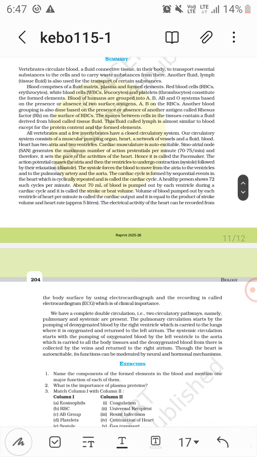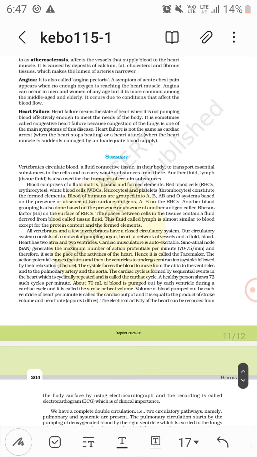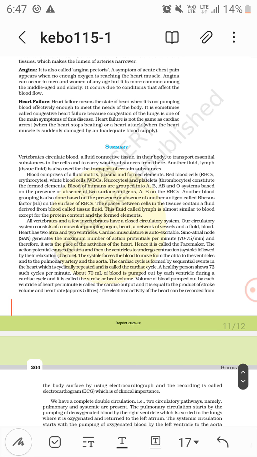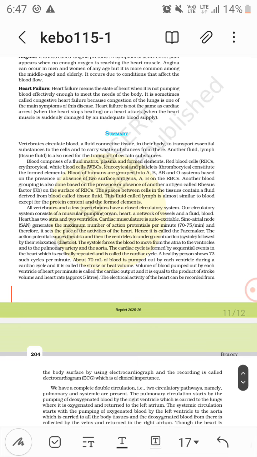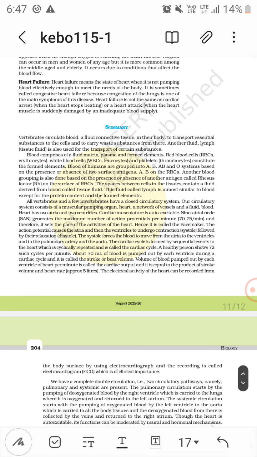Now heart failure, when the heart is not pumping blood effectively, that's it. It is also called congestive heart failure, because congestion of the lungs is the main symptom. Heart failure is not the same as cardiac arrest, because cardiac arrest is when the heart stops beating. Now heart attack, when the heart muscle is suddenly damaged by an inadequate blood supply. So this is it.